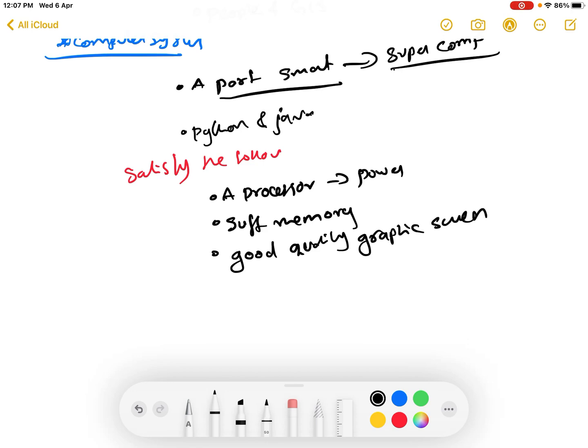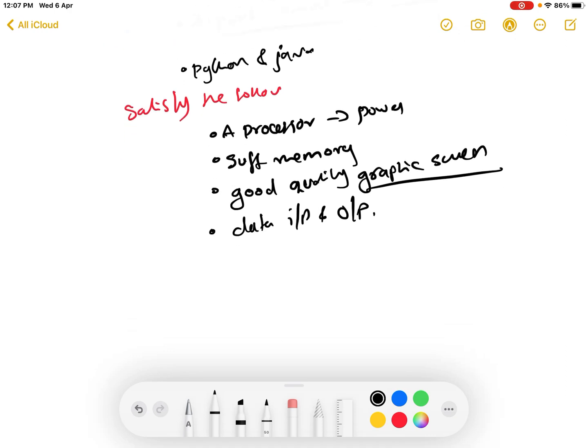Then there should be a good quality graphics screen. And you need data input and output devices. So there should be a processor with appropriate power, sufficient memory, a graphics screen, and data input and output devices like digitizers, scanners, keyboards, printers, and plotters. All these things are required.